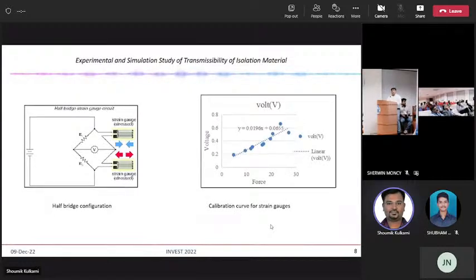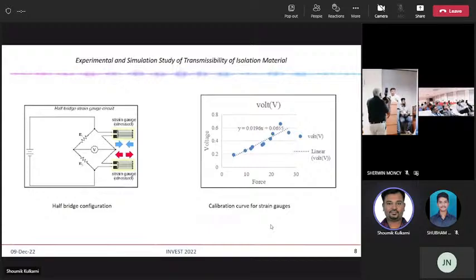Those strain gauges as a unit are not useful if we don't connect them to a half bridge strain gauge circuit. Here we use a half bridge as it provides better temperature compensation and more sensitivity than a quarter bridge strain gauge circuit. We completed this whole setup, and then we tried to calibrate it.